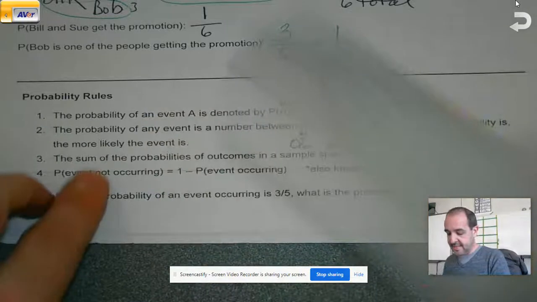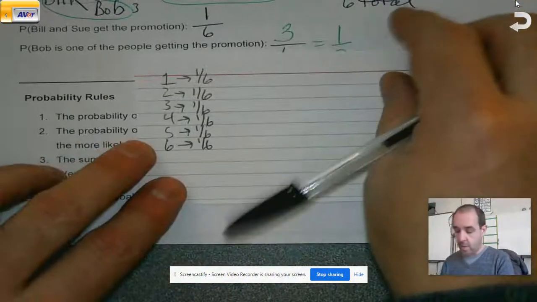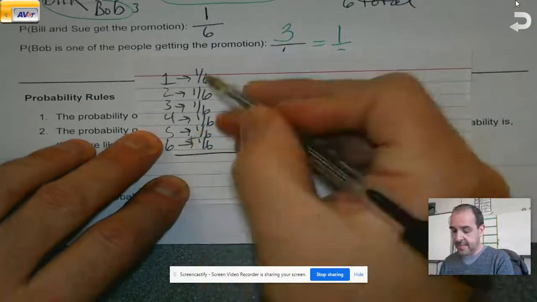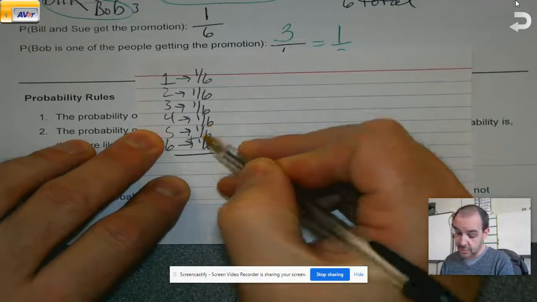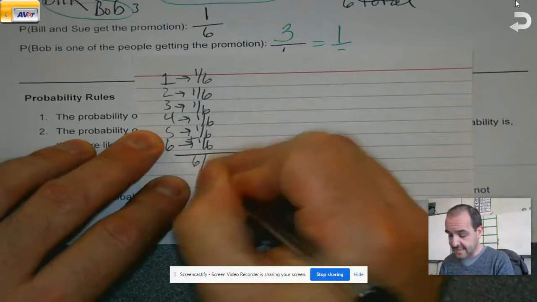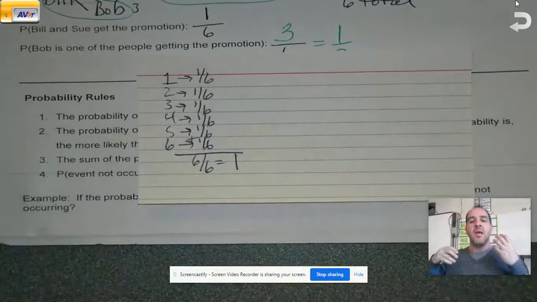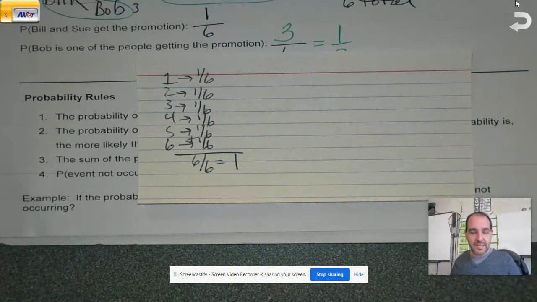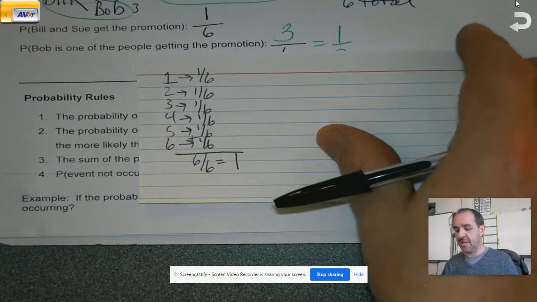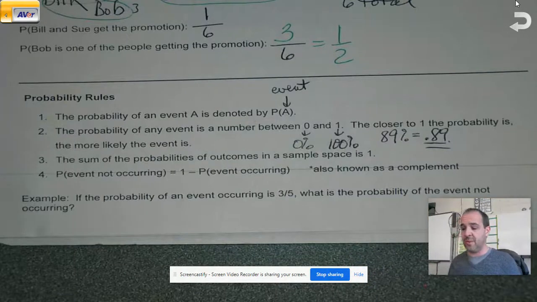So what is this saying? The sum of the probabilities of a sample space is 1. If I add up 1/6 plus 1/6 plus 1/6 plus 1/6 plus 1/6 plus 1/6, I get 6 out of 6, or 1. If I look at every single possible outcome and I add all of them up, I'm going to get to 1. And that's true no matter what you do. You can do it with Bill, John, Sue, and Bob. You can do it with a die. You can do it with a deck of playing cards. Man, I wouldn't want to write it out with a deck of playing cards, that's a lot. But that's what we're looking at here.